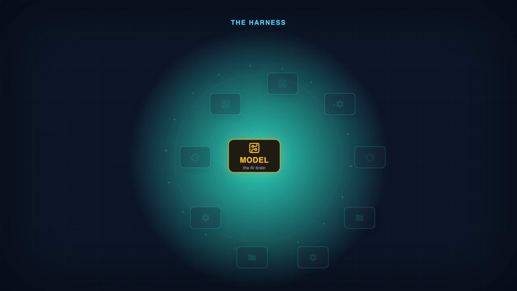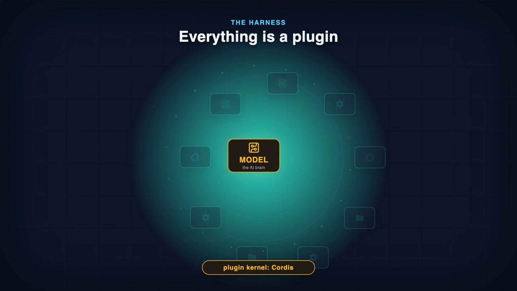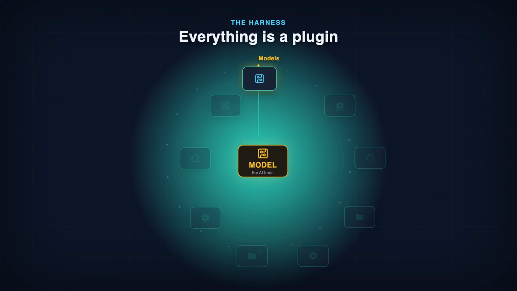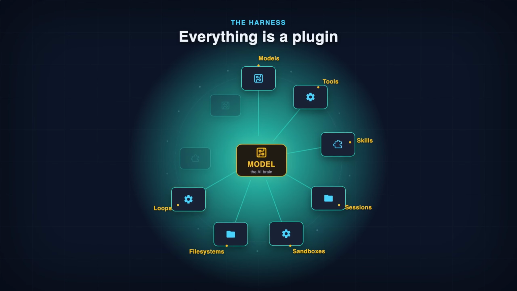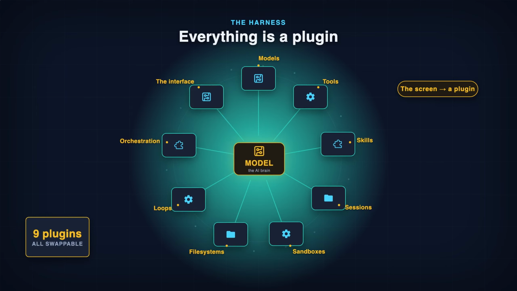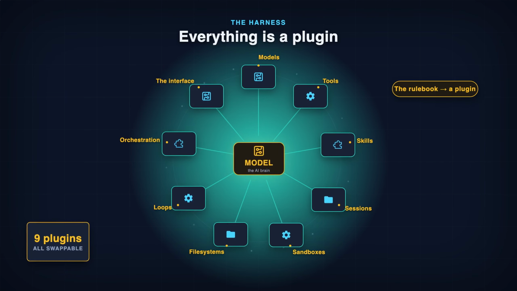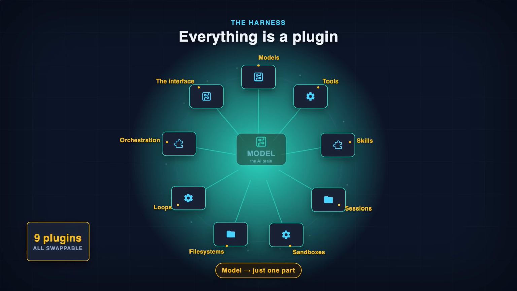Here's DeepSeek's twist. In DSH, every one of those parts is a swappable plugin, built on a plugin kernel called Cordis. Count them: models, tools, skills, sessions, sandboxes, file systems, loops, orchestration, and the interface you look at. That's the 9. The screen you type into. A plugin. The rulebook the agent follows. A plugin. Even the model itself is just one more part you can pop out.